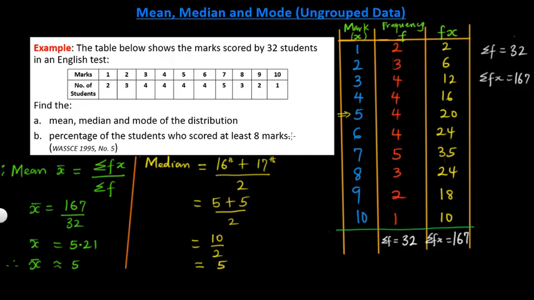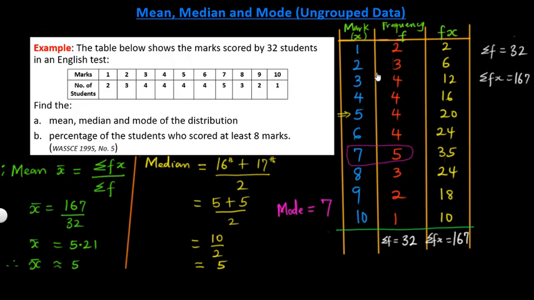And the last part is the mode. That is very easy for us to get. The number or the score with the highest frequency is what we call the mode. The score with the highest frequency, which is this. So the frequency here is 5, which is the highest, so the score is 7. Mode equals 7. So the mode mark is 7.